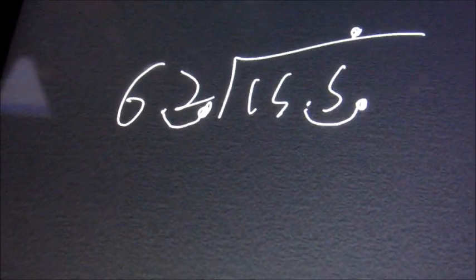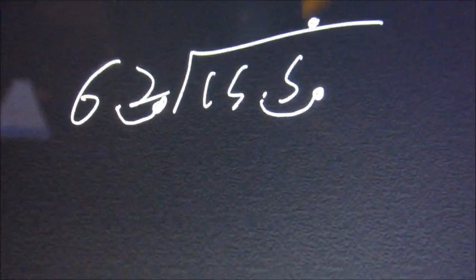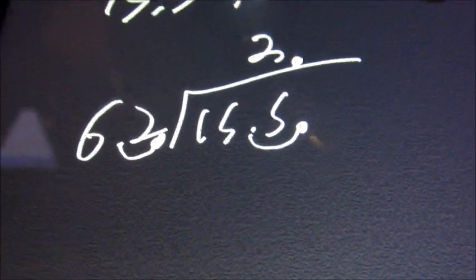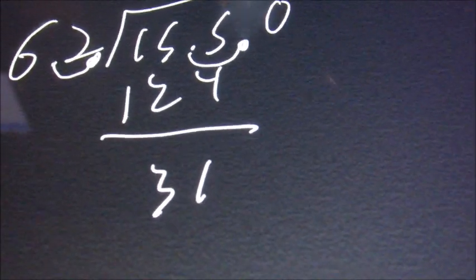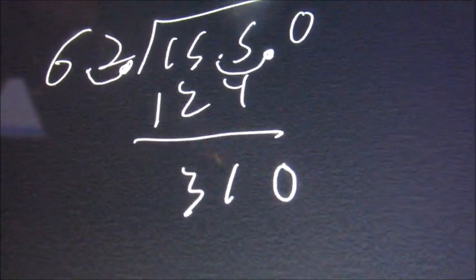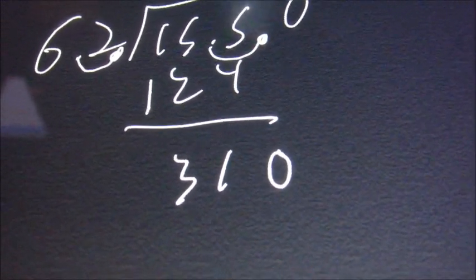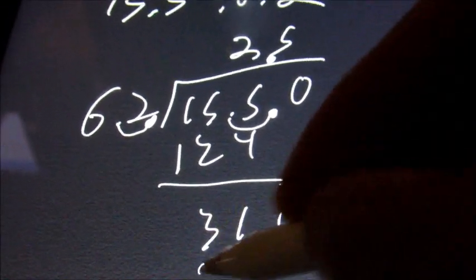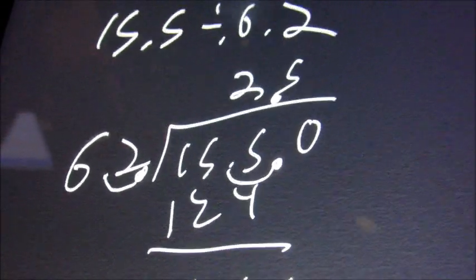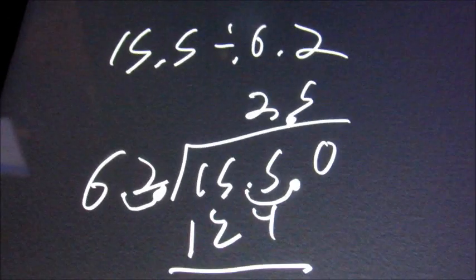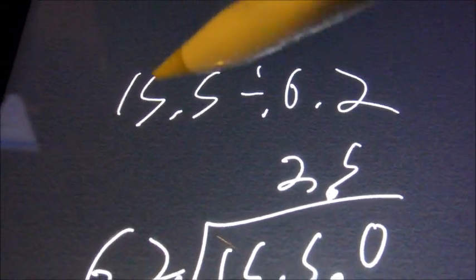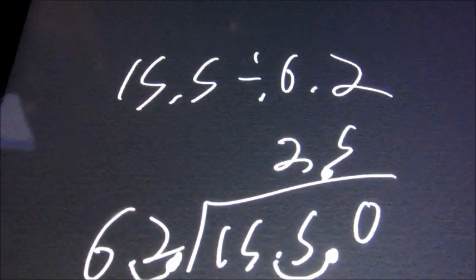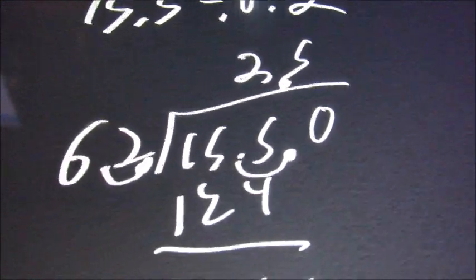Now we do it like a normal division. 62 will go into 155 2 times. 2 times 62 is 124. When we subtract, we get 31. And now we need to add a 0 and bring it down. 62 will go into 310 5 times. 5 times 62 is 310. And so our answer here will be 2.5. Now, does that make sense? 6 will go into 15 about 2.5 times. So we have this right.